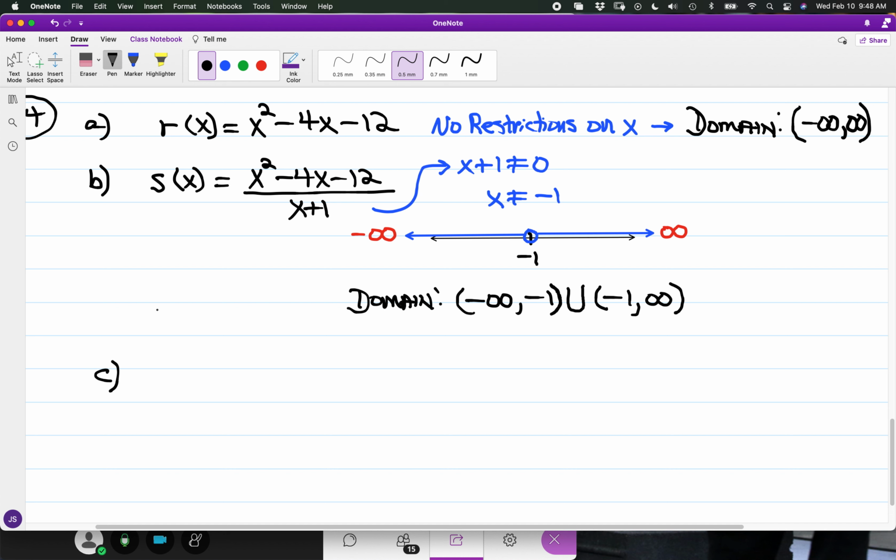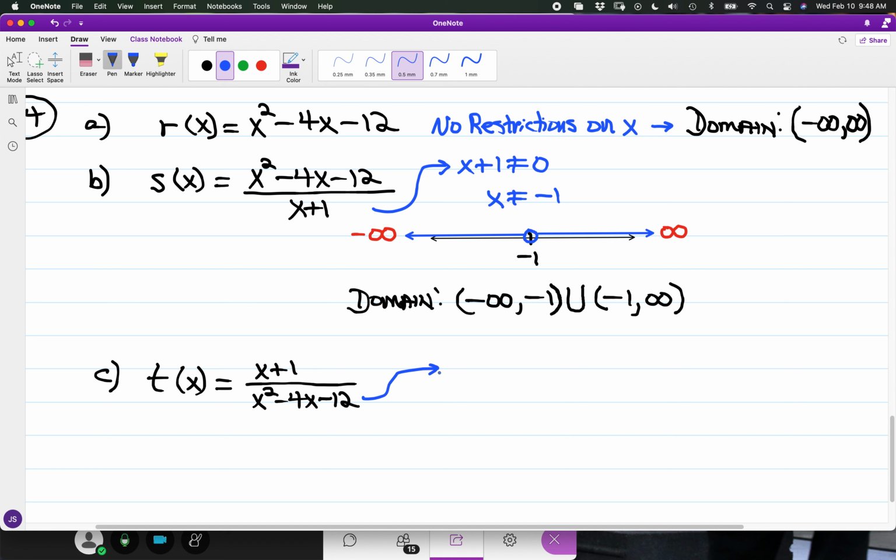Now, in the case of what we have with part C, we have the function t of x is equal to x plus 1 all over x squared minus 4x minus 12. So you have an inverse relationship, as in a reciprocal relationship between s of x and t of x. This time around, before with s of x, x plus 1 could not be 0. Now for t of x, it is the trinomial that cannot be 0.